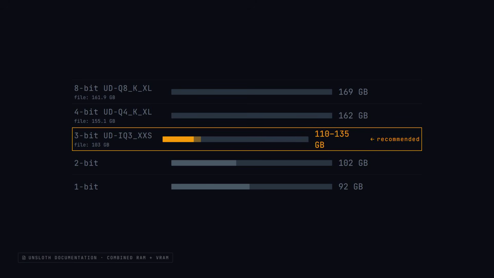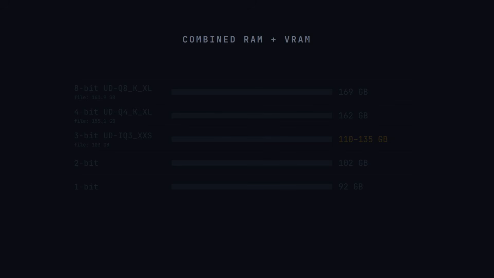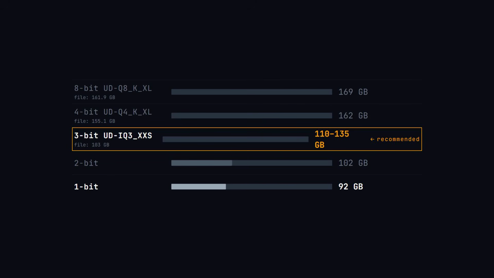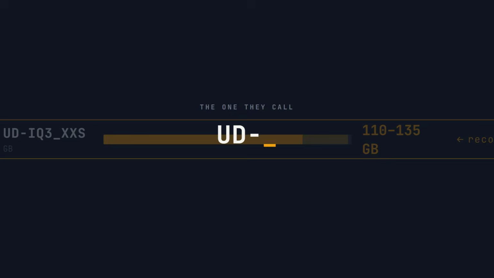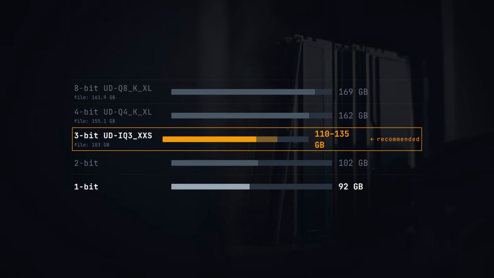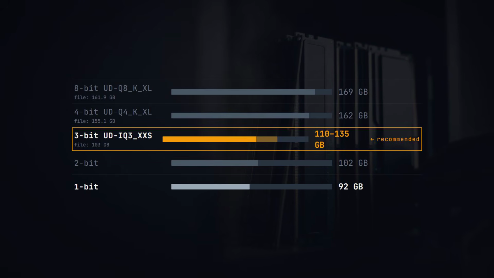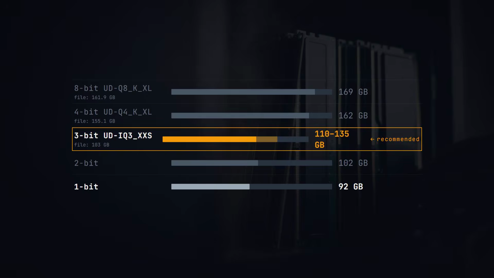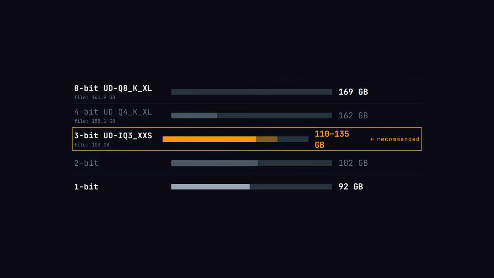Here's the actual requirements table, the combined RAM plus VRAM figure, straight from the Unsloth documentation. The bottom rung, 1-bit quantization, 92 gigabytes. The rung they actually recommend, 3-bit, the one they call UD-IQ3_XXS, 110 to 135 gigabytes. The documentation's own phrasing for it is that it fits on a 128 gigabyte RAM device. And the top of the ladder, 8-bit, 169 gigabytes.